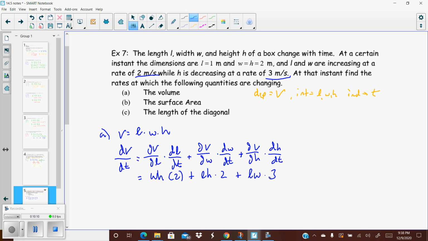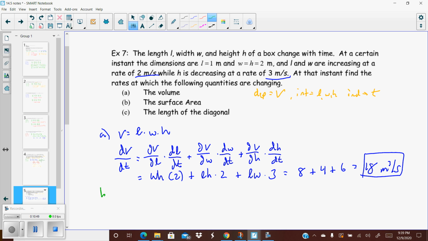Okay, now we can just fill all the rest of this stuff in because they gave me all the values of L, W, and H. So W and H are both 2, so that's 2 times 2 times 2, which is 8. L and H are going to be 1 times 2, which is 2, times 2 is 4. And L and W are going to be 1 times 2 times 3, so that's 6. So we should get 18. This is volume, so it's going to be meters cubed per second. So there you go.